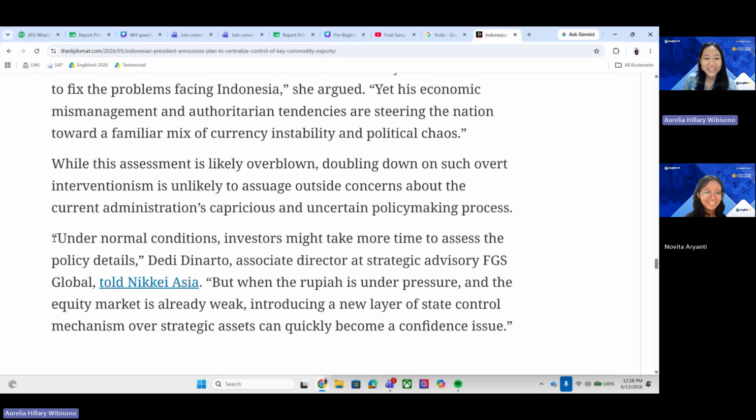Under normal conditions, investors might take more time to assess the policy details, Dedi Dinarto, Associate Director at Strategic Advisory FGS Global, told Nikkei Asia. But when the rupiah is under pressure and the equity market is already weak, introducing a new layer of state control mechanism over strategic assets can quickly become a confidence issue. Yes, I agree with Mr. Dinarto.